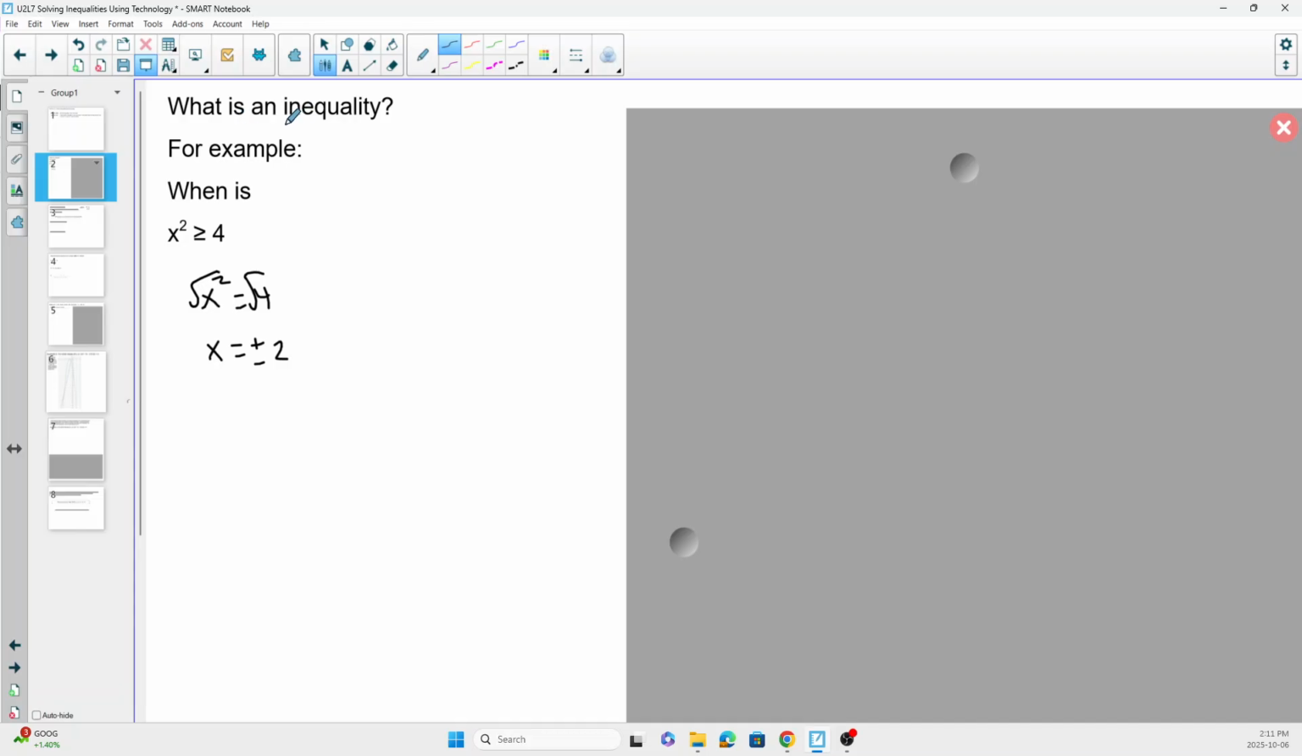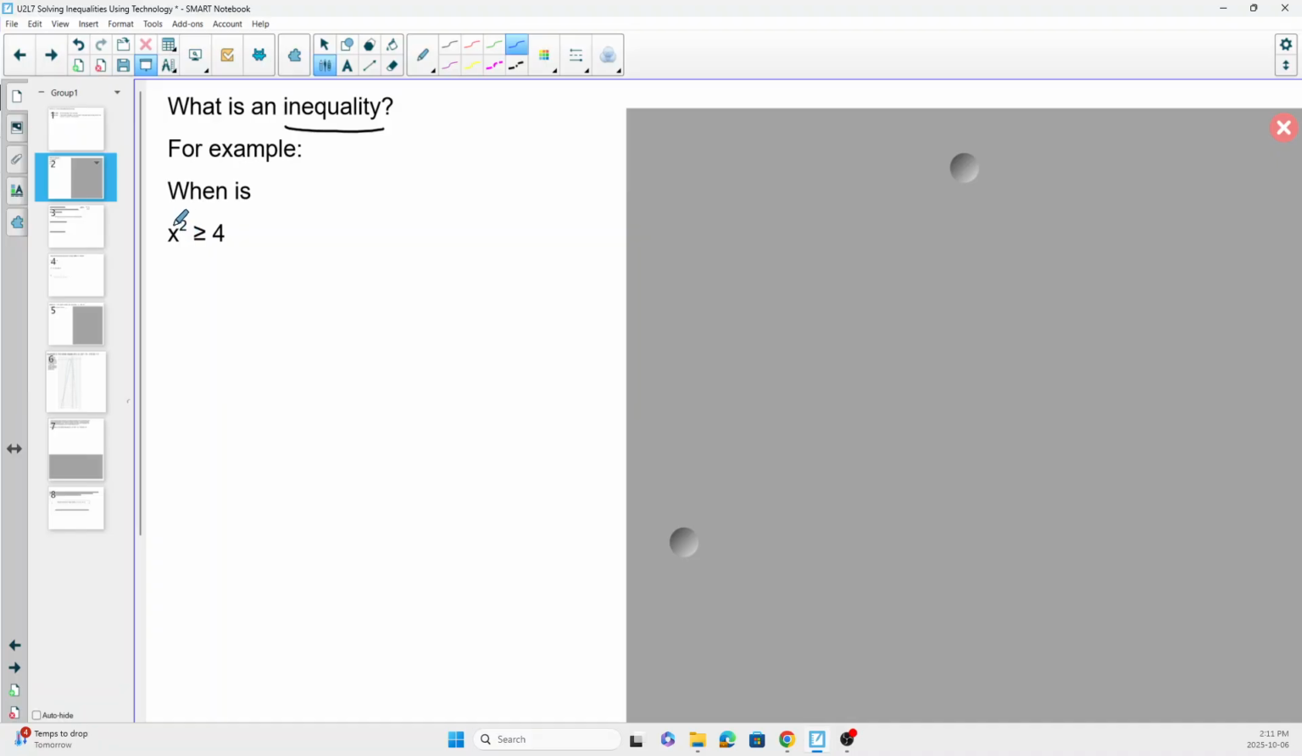But what about when we solve an inequality? Now we don't want to know when x squared equals 4. We want to know any time when x squared is greater than or equal to 4. What we're going to focus on in this class is using technology to answer these questions, to give us those visuals, and then in our next lesson, we'll move on to how to do this algebraically, without technology.